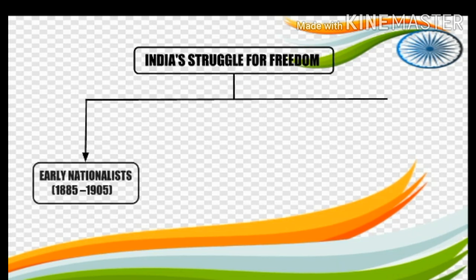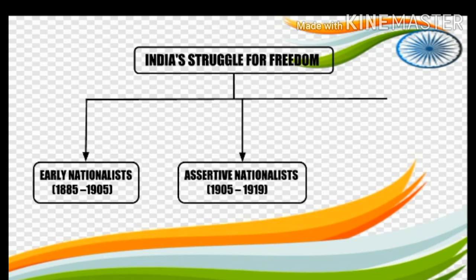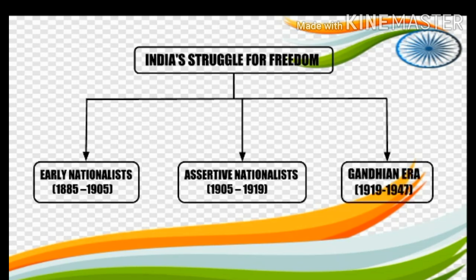Early nationalists, also known as moderates, 1885 to 1905. Assertive nationalists, also known as extremists or radicals, 1905 to 1919. Era of Gandhi or the Gandhian era, 1919 to 1947.